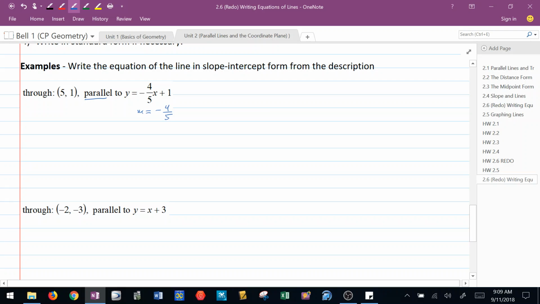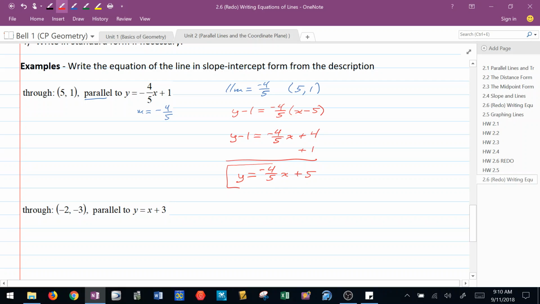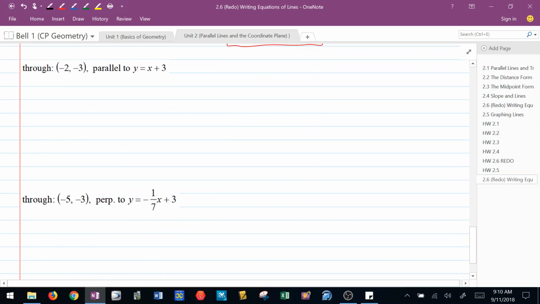Now I'm going to create a problem over to the right just so I see exactly what's going on. I need the parallel slope, which is negative 4/5, and a point that the new line passes through. That's the point they give, 5, 1. All right, I'm going to write it in point-slope form. Y minus 1 equals negative 4/5 times x minus 5. Distribute: negative 4/5 x plus 4. Add the 1 to get y by itself: y equals negative 4/5 x plus 5. And this is the equation of a line parallel to the given line that goes through the point 5, 1. All right, let's try another one of those.